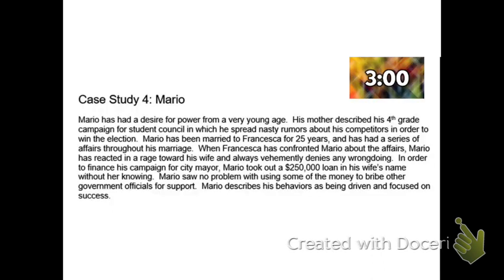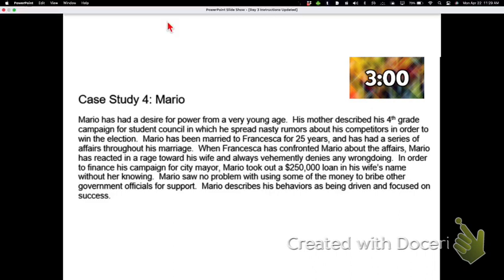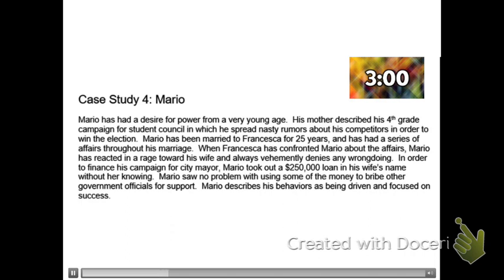So here is case study number 4, Mario. Mario has had a desire for power from a very young age. His mother described his 4th grade campaign for student council in which he spread nasty rumors about his competitors in order to win the election. Mario has been married to Francesca for 25 years and has had a series of affairs throughout the marriage. When Francesca has confronted Mario about the affairs, Mario has reacted in a rage toward his wife and always vehemently denies any wrongdoing. In order to finance his campaign for city mayor, Mario took out a $250,000 loan in his wife's name without her knowing. Mario saw no problem with using some of the money to bribe other government officials for support. Mario describes his behaviors as being driven and focused on success.